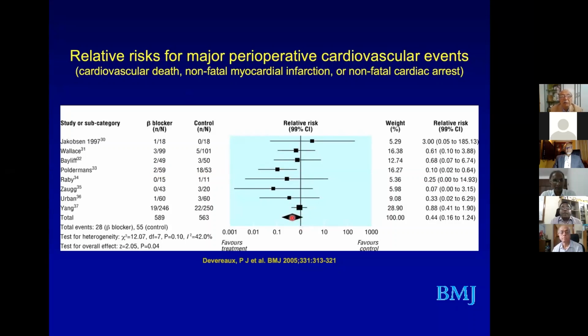Now, let me conclude this part by explaining to you what is this. This is the diamond, or this is the pooled effect of all of these studies. Right in the middle of this is the pooled effect, and the edges of this diamond is the 99% confidence interval in this. Now, for each of the study, we calculate a weight.